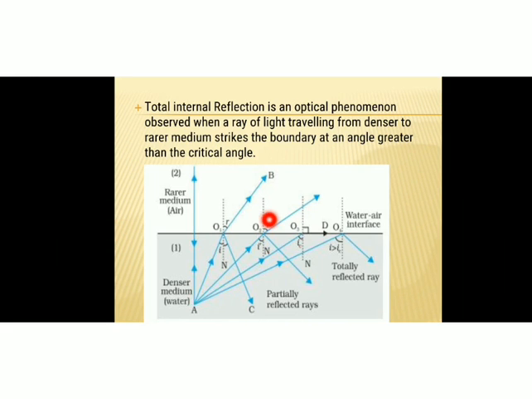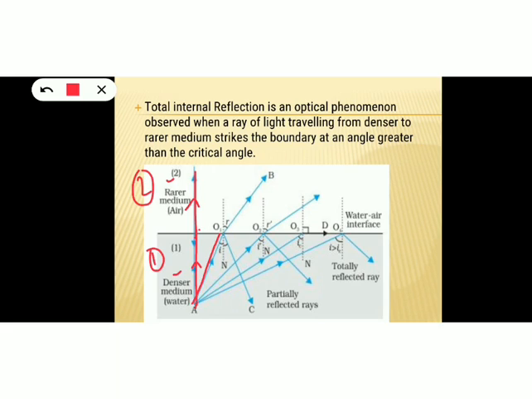So what we have discussed is clearly represented in this figure. This is the first medium, this is the second medium. This is the denser medium, this is the rarer medium. The light ray passes from denser to rarer medium. When the light ray is incident normally to the medium, it will move without any deviation like this. Now suppose the ray is incident at this angle of incidence. Then this is the angle of refraction. The refracted ray moves away from the normal.